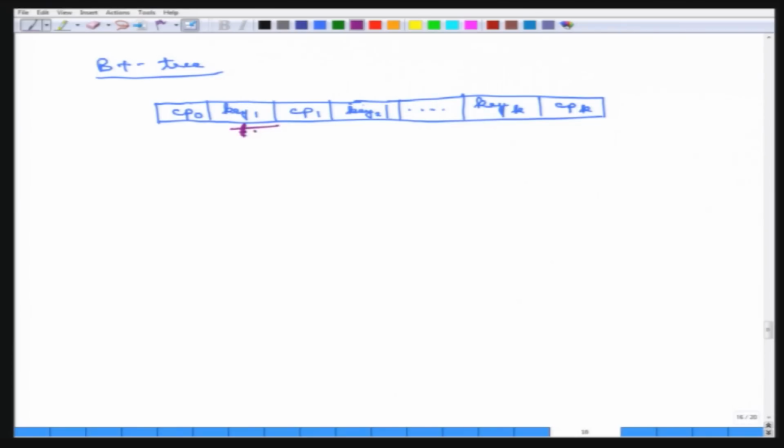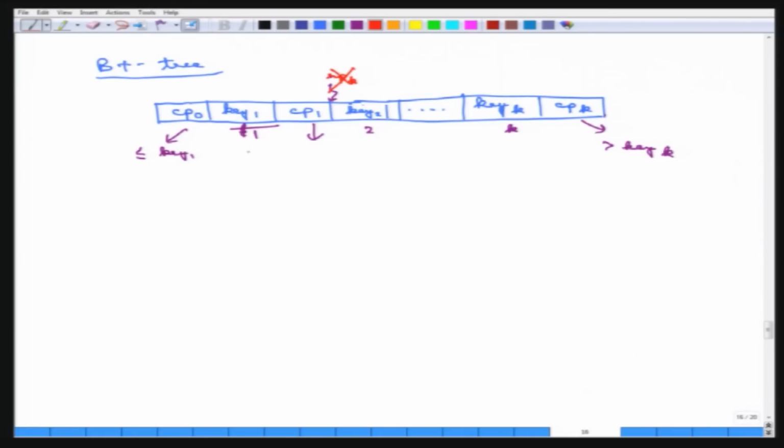So, this is 1, 2 again up to k, and then again there are k plus 1 children, and this again follows the same idea, key 1 etc. But it does not have the corresponding record pointer. So, this record pointer k is not maintained inside the internal node.